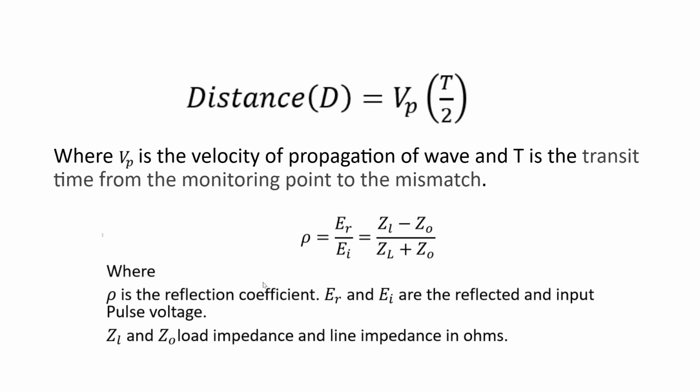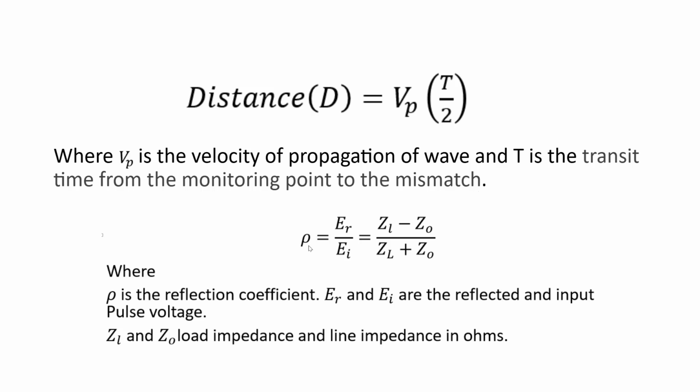the total time that is recorded on the oscilloscope is for the onward journey of the signal and for coming back. So that's why total time does not actually reflect the distance, but total time divided by 2 is the location of the fault, where Vp is the velocity of propagation of the wave and T is the transit time from the monitoring point to the mismatch.